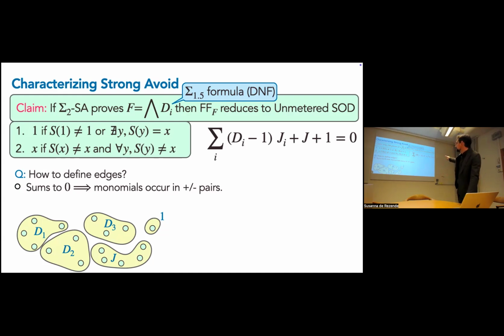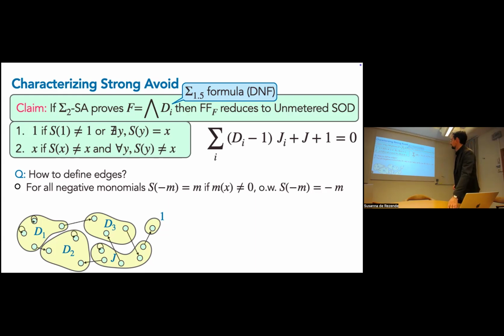Because the whole proof sums to 0, monomials occur in plus-minus 1 pairs. So for monomials with a negative coefficient, we're going to match them to their positive counterpart, right? Everything sums up to 0. So for every positive monomial, there has to be a negative occurrence of it. So we match them up like this. Oh, and if a monomial is 0 under the assignment, we'll just self-loop it. Otherwise, we'll match it to its corresponding one.